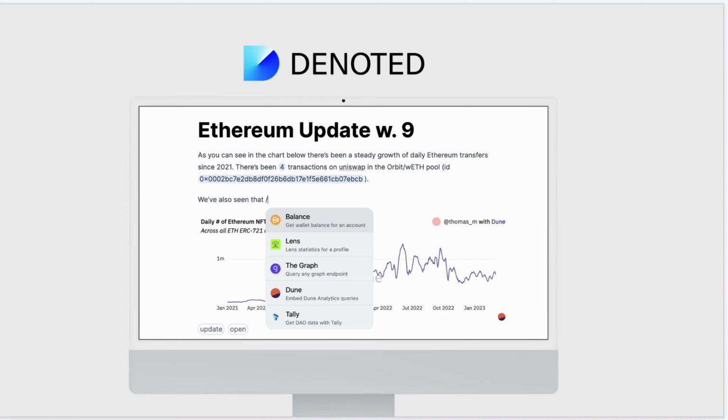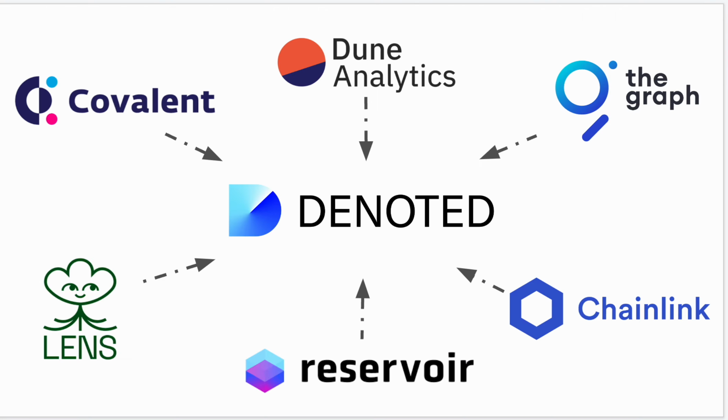Enter Denoted. It's an open source knowledge management editor that easily integrates data from the blockchain by leveraging these powerful APIs directly into the editor. Instead of you having to gather data from all these different sources, we have it all here in one single space. Let's dive into the demo video.